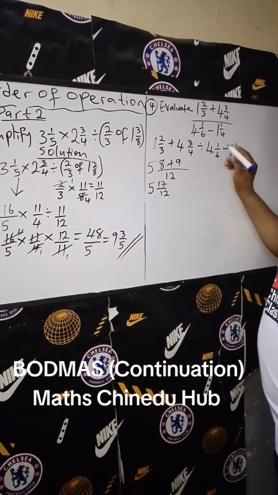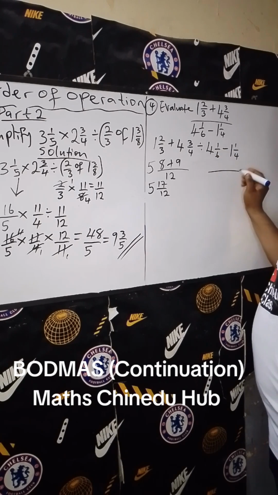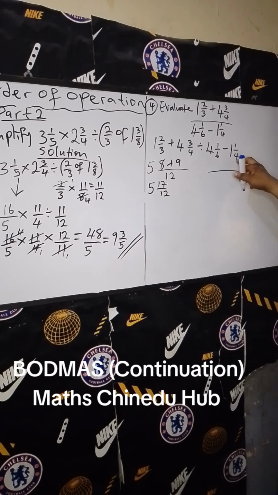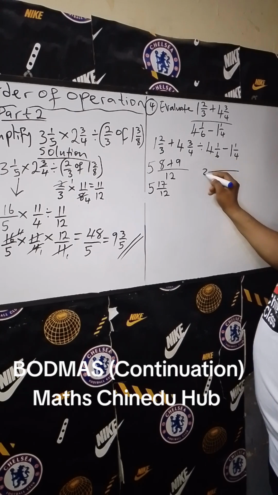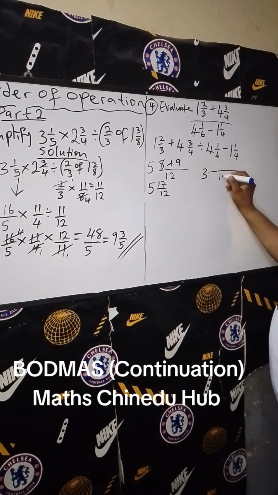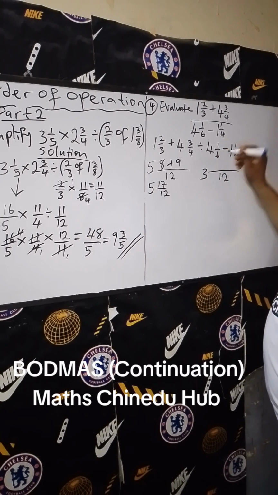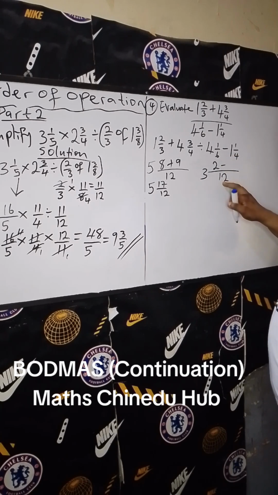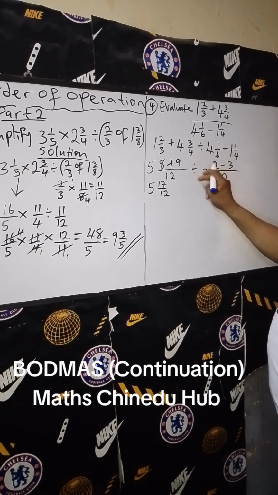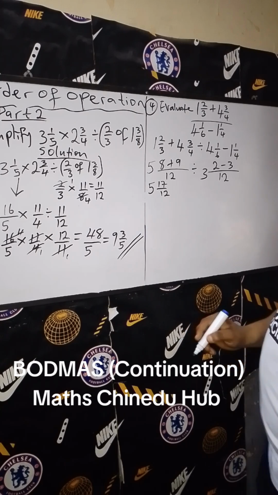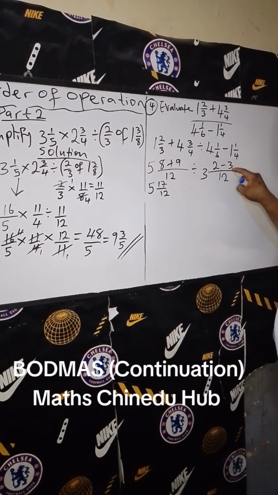Good. Let's work on this side as well. The LCM of 6 and 4 is 12. Remember, 4 minus 1 is 3. Good. So we have 12 as the LCM. 12 divided by 6, which is 2. 2 times 1 is 2, and 12 divided by 4, which is what? Which is 3. 3 times 1 is 3. Good. Okay, the sign of division here. Now we are progressing. But look here, 2 minus 3 is not possible.